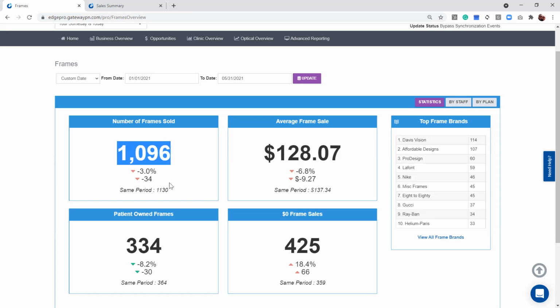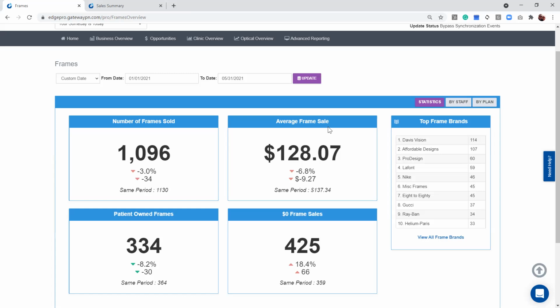You can also see that we had 34 less patients spend $128. So if I multiply those two numbers together, that's another $4,300. So in these two categories, you can see where I've got $14,000 worth of missed revenue.